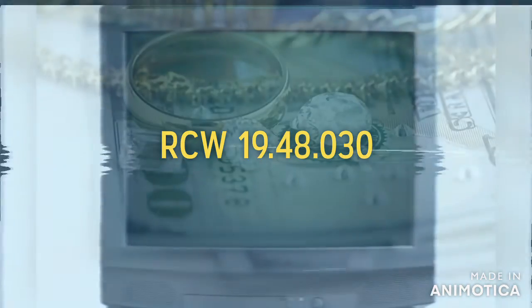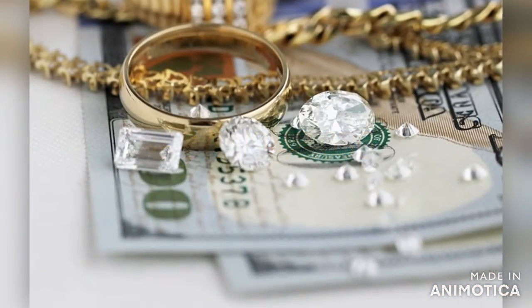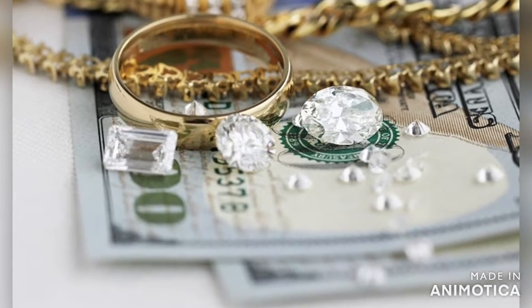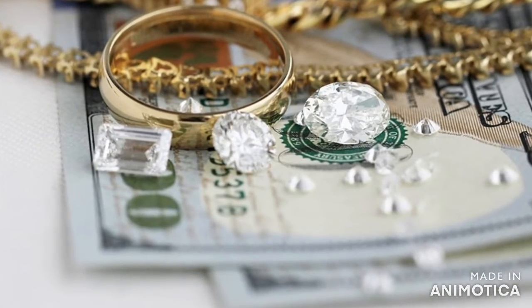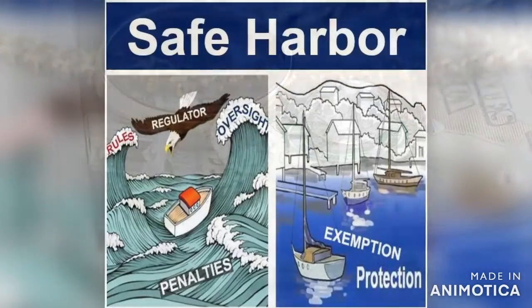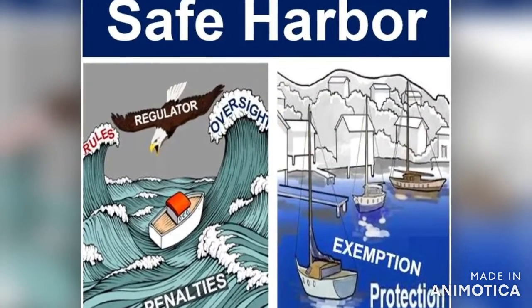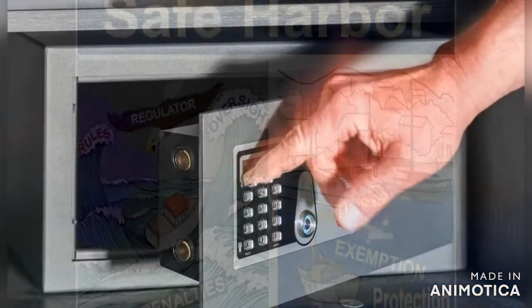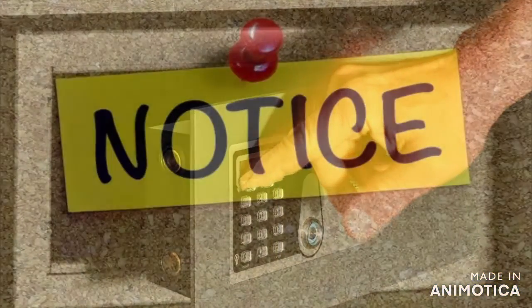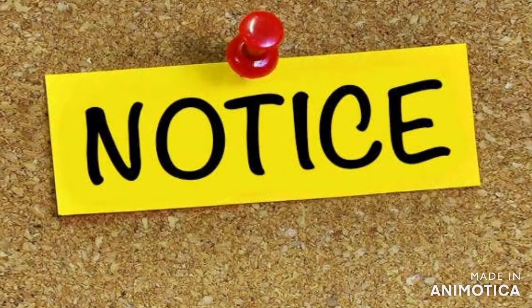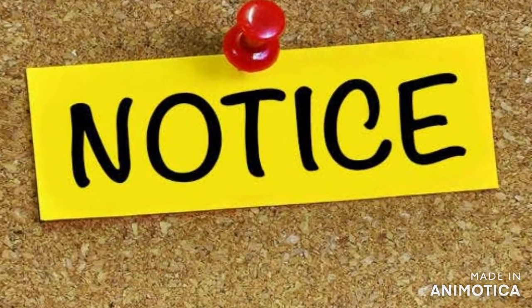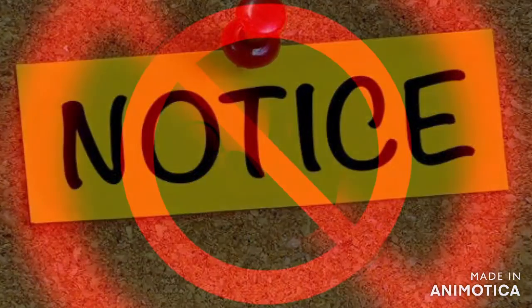RCW 19.48.030 applies to guests' money, banknotes, jewelry, ornaments, negotiable securities, or other valuable papers or properties of small compass. The statute provides a safe harbor that eliminates liability to guests for loss of these valuables. To qualify, the hotel must first provide a safe for guests and then post a notice of the availability of a safe in 3 or more public areas like the lobby, elevators, and more. If the guest doesn't deposit their valuables in the safe after the notices, then the hotel is not liable for any loss of the valuables for any reason.